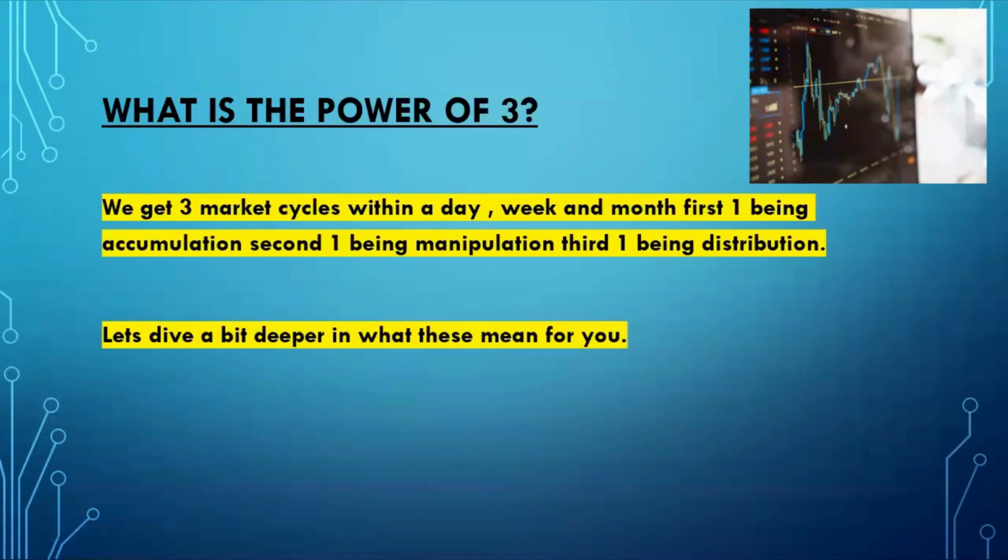So what is the power of three? There are three market cycles within a day, week, and a month. The first one is accumulation, the second one is manipulation, and the third one is distribution. Let's dive a little bit deeper and see what this means.